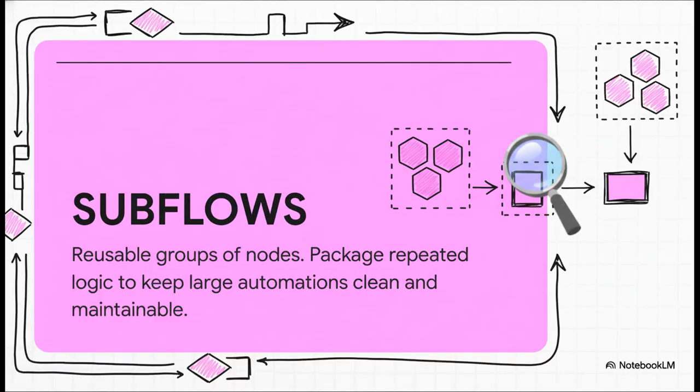Now, this next one. This is a concept Dr. Grant really hammers home as the secret to building like a professional. Subflows. Just think about any task you do over and over again. Instead of rebuilding that sequence of nodes every single time, you package it up once into a reusable subflow. Trust me, this one habit is the key to keeping your really big, complex automations clean and easy to maintain.